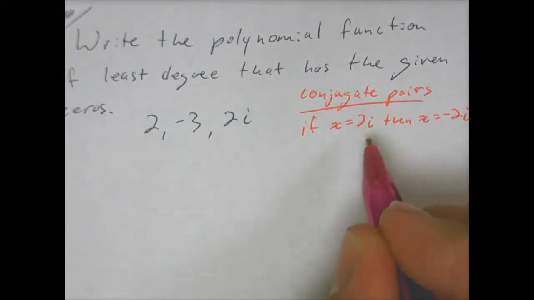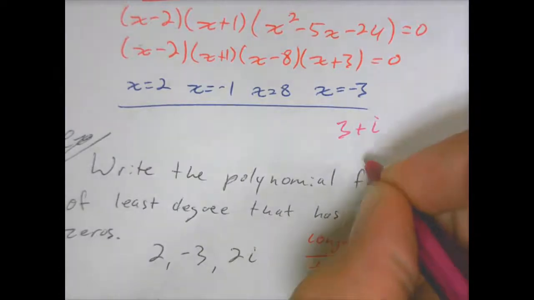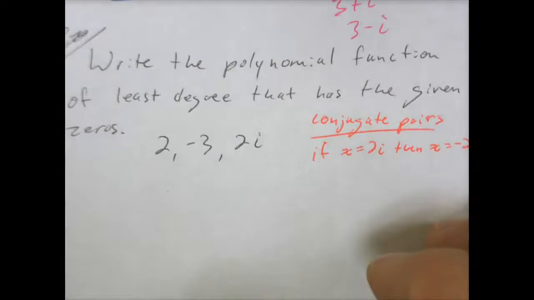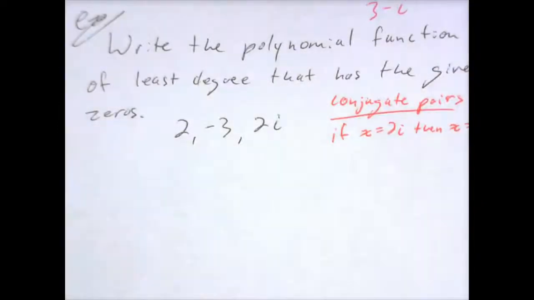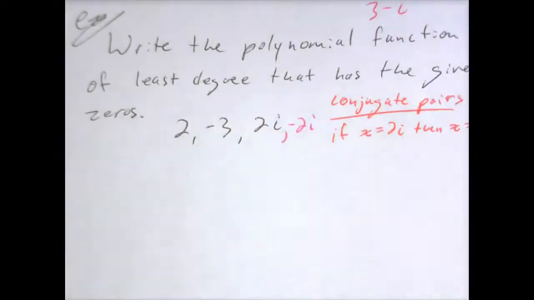Sorry, I went too long. Pretty much all you're going to be doing is changing the sign in front of the i, in front of the imaginary number. So if you have something like 3 plus i, your conjugate pair to that is 3 minus i. Just change the sign in front of the i. So with this one, if I know 2i, then I also know that negative 2i is a factor.